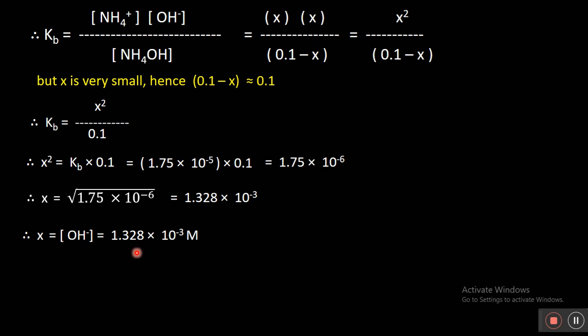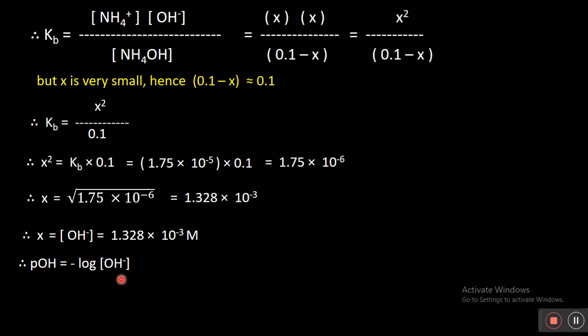Now we have calculated the concentration of OH minus ion, and from this value let us calculate the value of pH. How to calculate the value of pH? From the OH minus ion concentration, find out pOH, and then use the formula pH plus pOH is equal to 14. Adjust the formula and find out the pH of the solution. So what will be the pOH value? What is the formula of pOH?